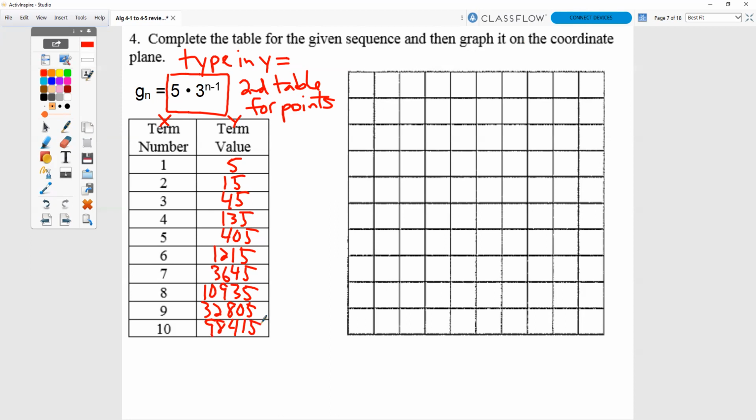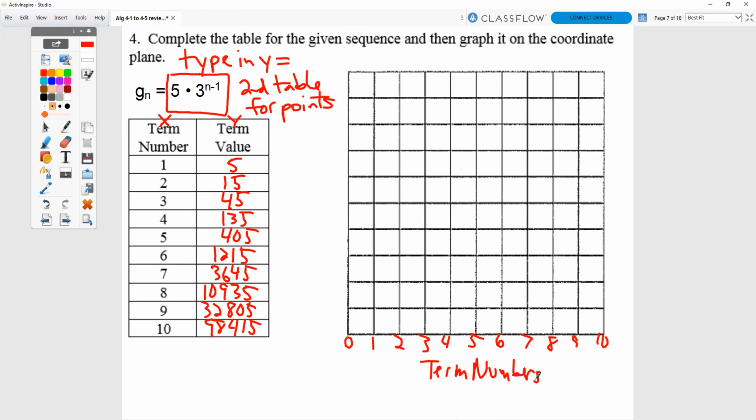Remember that your x values go down below. So our x values, you always start with 0 right here in the corner. We're going to count by ones because that's what our term numbers go by. We have to label our axes. What are these? These are the term numbers.